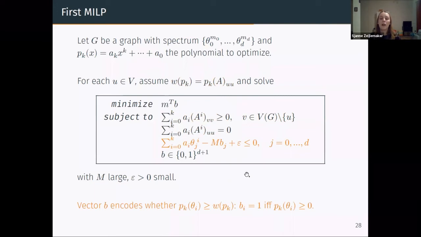And we have this characteristic vector b, which encodes with a 1 and a 0 whether this polynomial evaluates to a non-negative number on an eigenvalue. So we have a 1 if and only if our bound holds in this case. So with this mixed integer program, we can compute the bound for several graphs.